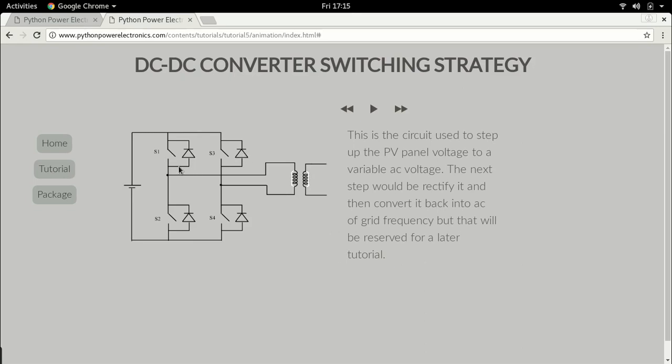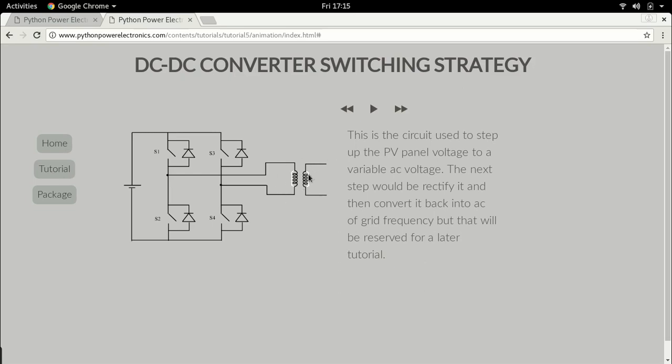But what I'm going to talk about now is how, for a PV panel with a certain constant voltage, we can change the switching of this H bridge to get a variable AC voltage, a high variable AC voltage at the secondary of the transformer.